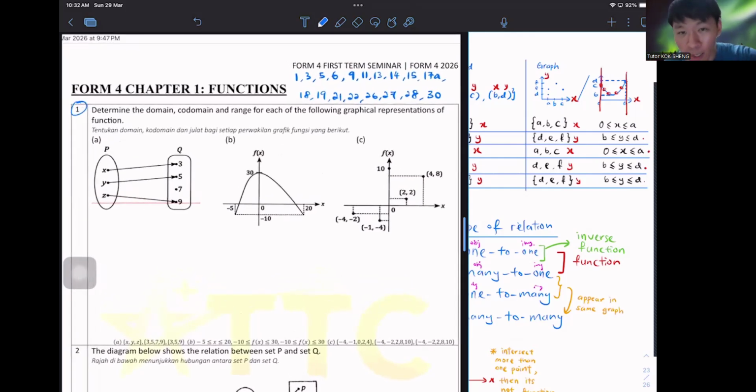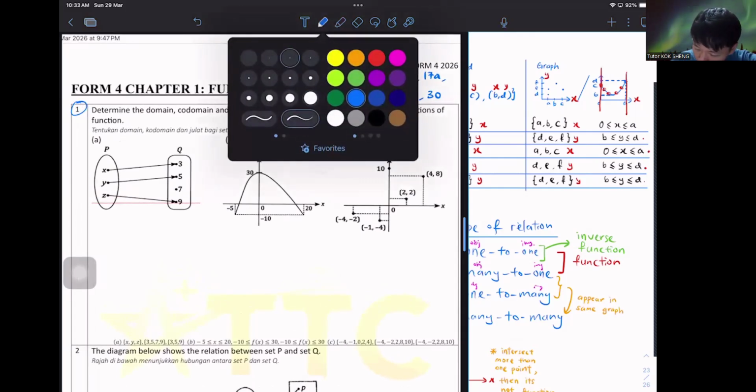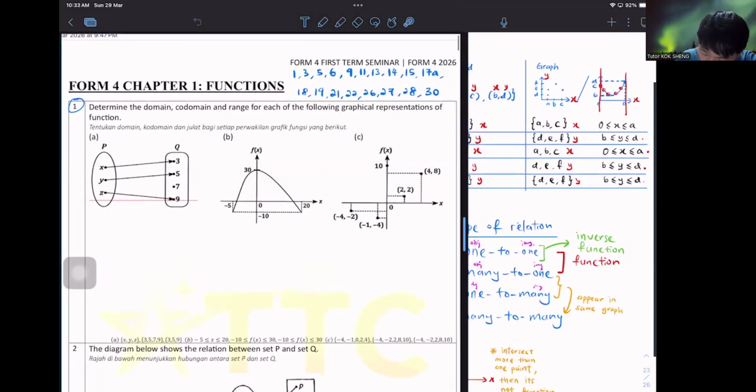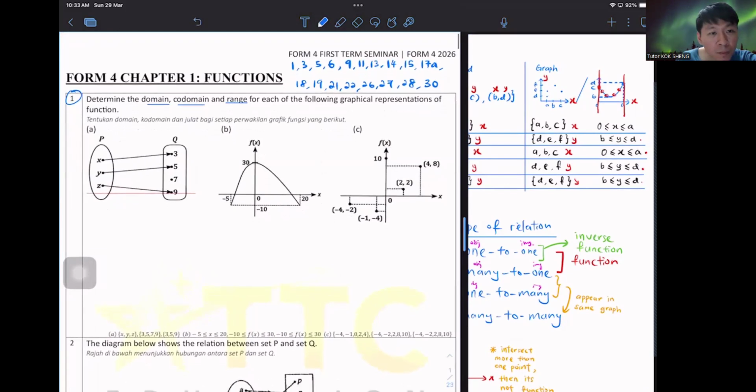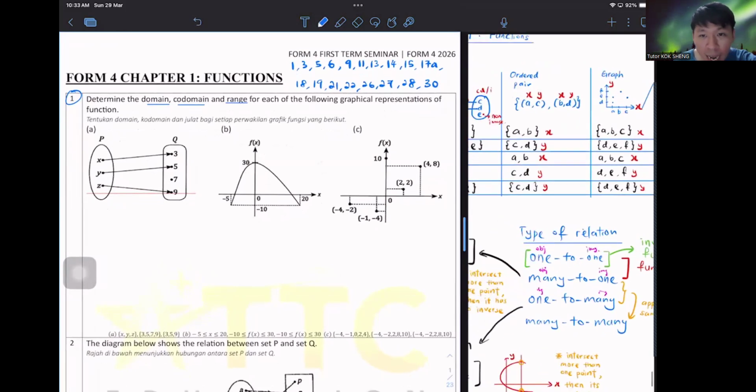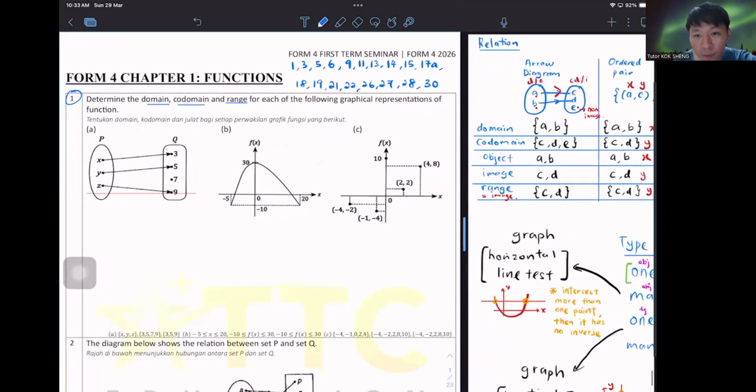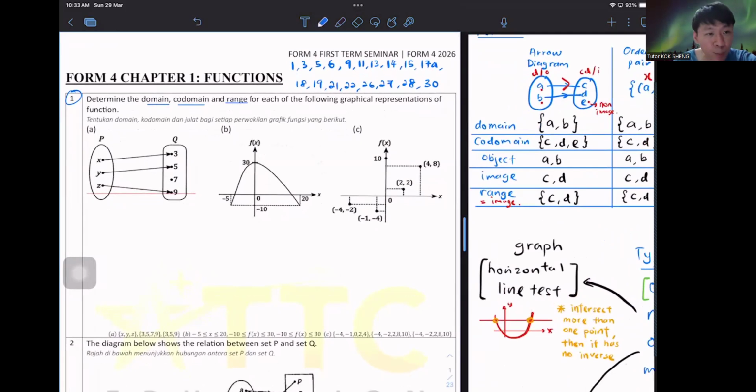If you're not sure, let me know about the question here. Okay, number one, determine the domain, codomain, and range for the following graphical representation of the function. So you have to write all these three: domain, codomain, and range. The first one, A, is an arrow diagram. Not too hard. Make sure you put the curly bracket to cover it up.